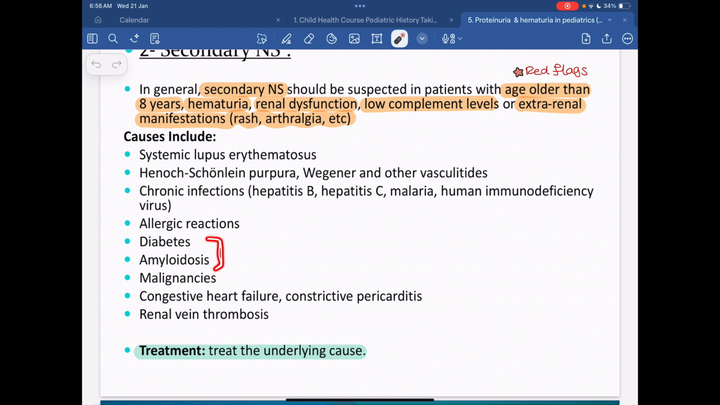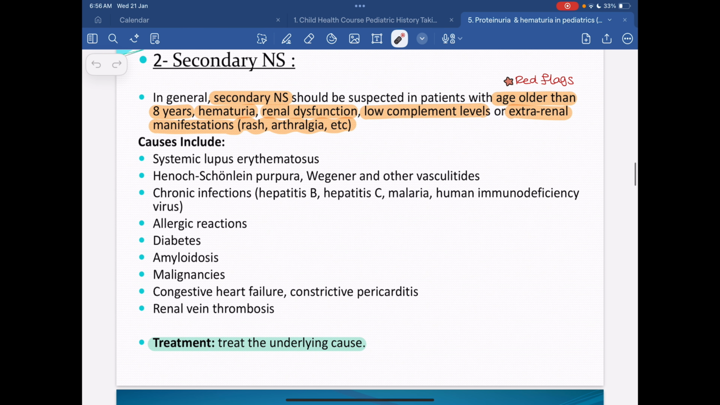diabetes amyloidosis ليش ممكن يسمى nephrotic syndrome؟ لأن احنا قلنا nephrotic syndrome عنده disruption of the glomerular basement membrane. عندهم سواء الاميلويد أو الجلوكوز. They can deposit into this glomerular basement membrane, disrupting its function, increasing permeability, causing nephrotic syndrome. نفس الشيء مع malignancies. We have congestive heart failure, restrictive pericarditis, and renal vein thrombosis. Our treatment here is treating the underlying cause. ما يحتاج نسوي أي شيء specifically للكدني.